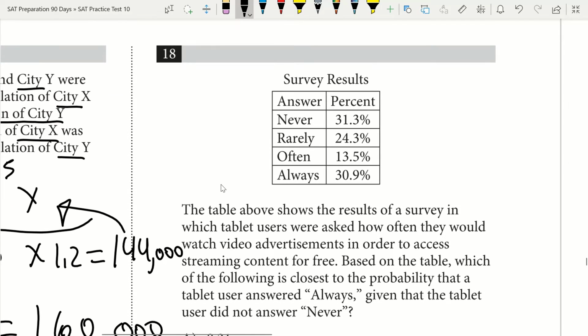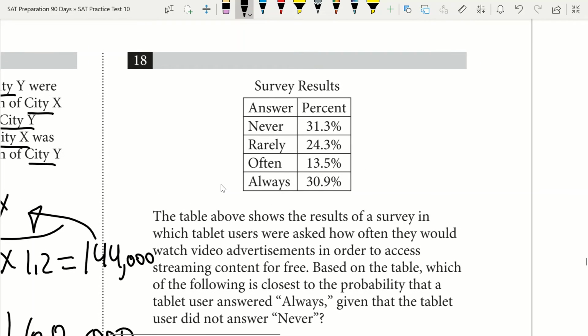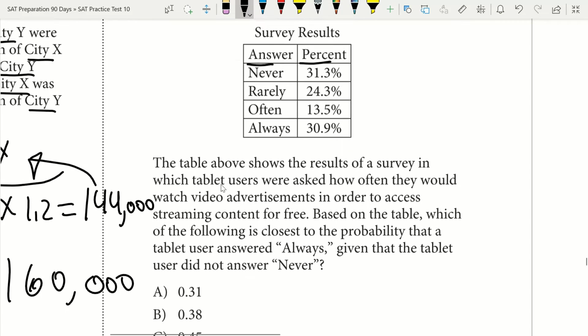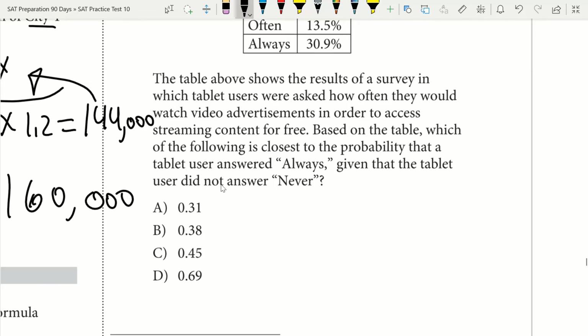All right, we're going to do questions 18, 19, and 20, and then we will go into a couple of math tips. We have question 18. We have survey results and percentages. We're told that the table above shows results of a survey in which tablet users were asked how often they would watch video advertisements in order to access streaming content for free. Based on the table, which value is closest to the probability that a tablet user answered always, given that the tablet user did not answer never?